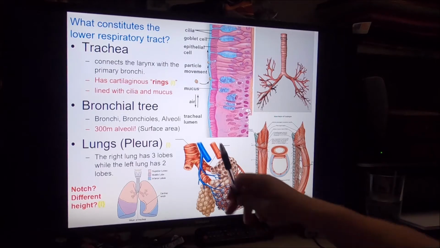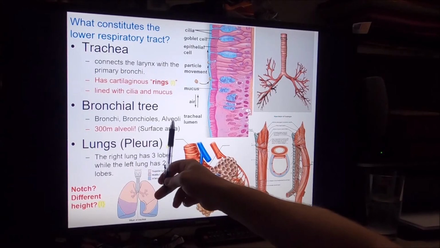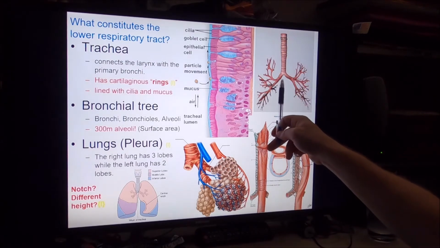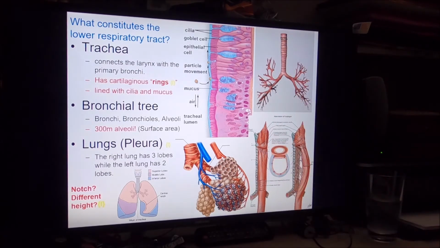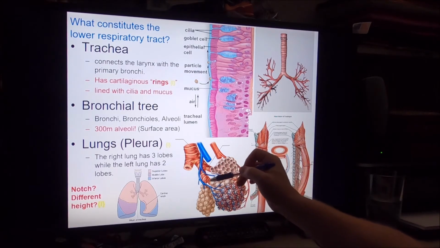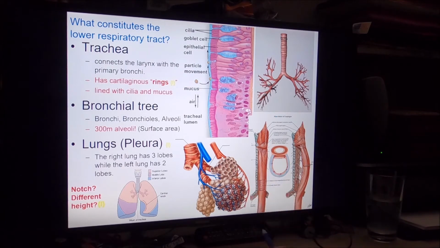Let's see. So we've got our bronchial tree here. Bronchi, bronchioles, alveoli. The bronchioles will be way at the ends, and then the alveoli are little bitty air sacs. So that will be a bronchiole, and these would be air sacs. These are the alveoli. And what happens is the cardiovascular network is just completely interwoven with these alveoli.